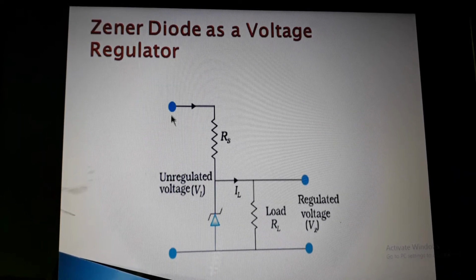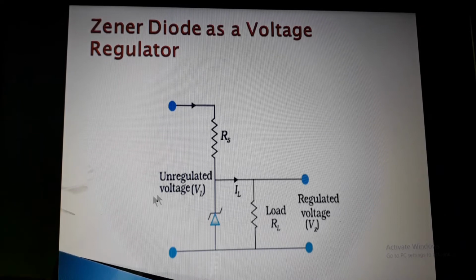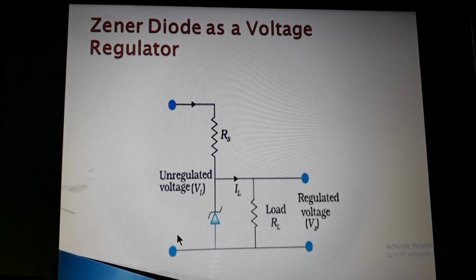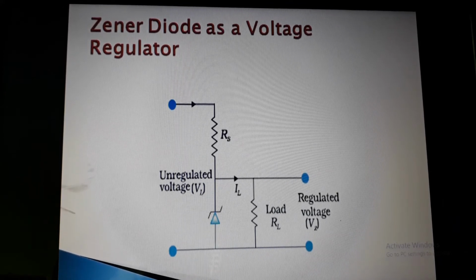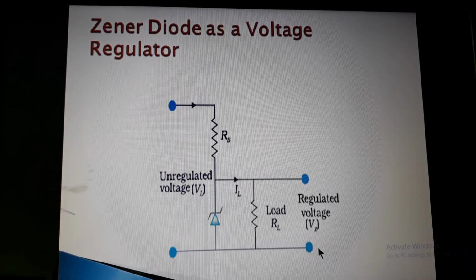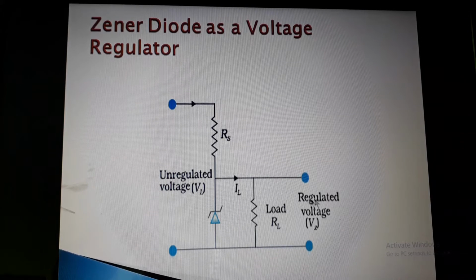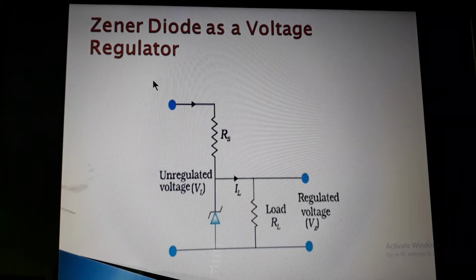That means suppose the input voltage changes from 1, then 2, 3, 4, 5 up to 10, but the output voltage is constant, 5 volts. If that is a 5 volt Zener diode, then the output is a constant 5 volts. So this is the application of the Zener diode.